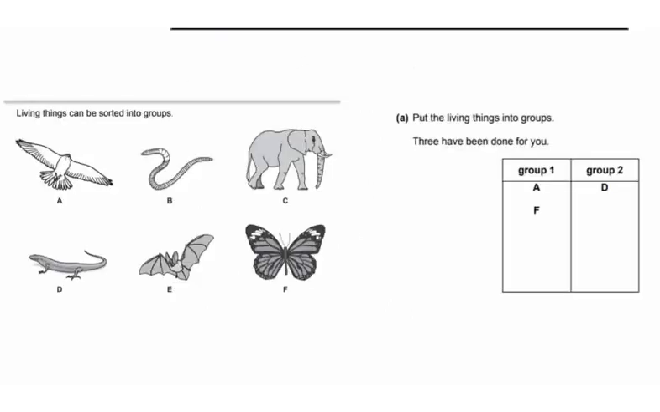Let's move to question 2. Living things can be sorted into groups. A, B, C, D, E, F. Question A. Put living things into groups. 3 have been done for you. So you just have to fill another 3, 10 seconds from now.